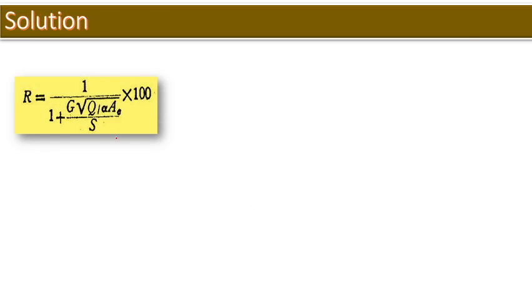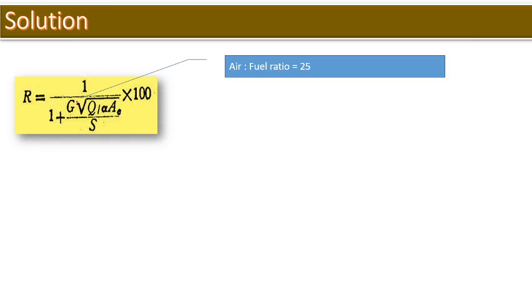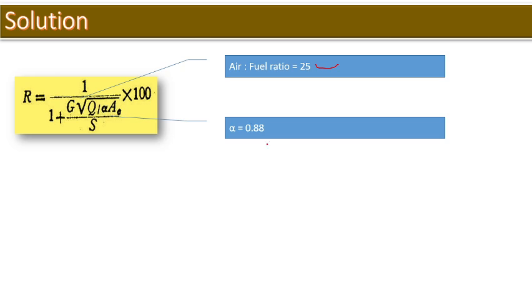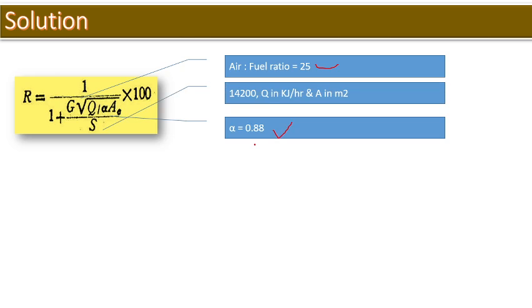Now come to the solution step. In the solution, air fuel ratio G is given as 25, alpha value is given as 0.88. Then S value is taken as 14,200. Why? Because the value of Q is given in kilojoules and area in square meter. So if we take the Q in kilojoules per hour and area in square meter, obviously we can take the value of S as 14,200.